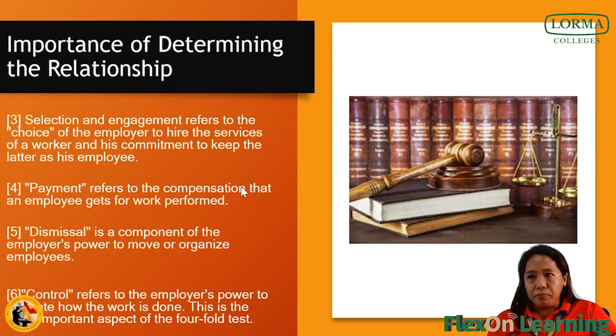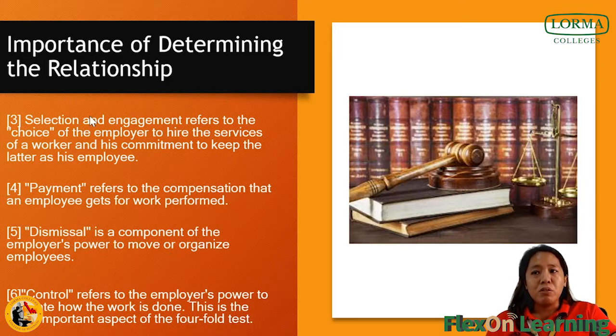Another thing: when we say selection and engagement, it refers to the choice of the employer to hire the services of a worker and his commitment to keep the latter as his employee. That is the meaning of selection and engagement. We also have payment, which refers to the compensation that an employee gets for work performed. Also dismissal, which is a component of the employer's power to move or organize employees. And control refers to the employer's power to regulate how the work is done. This is the most important aspect of the fourfold test.